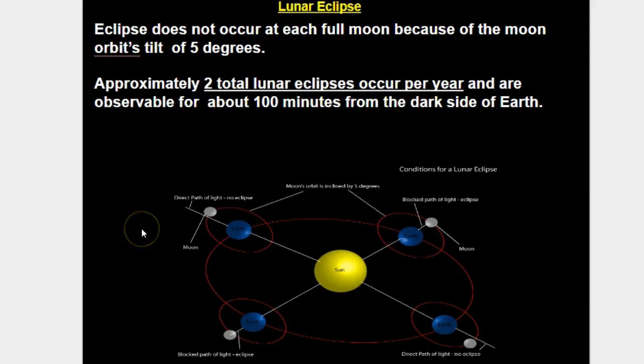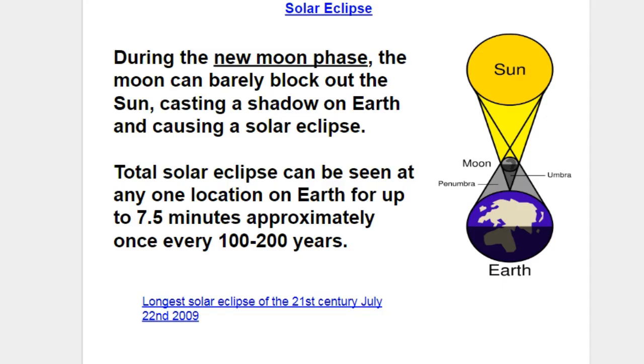So to recap, we don't have eclipses twice a month because the moon's orbit has a tilt of 5 degrees. Only about 2 times a year does the moon's tilted orbit allow it to get in the way of either our shadow, being a lunar eclipse, or of causing a shadow onto Earth, being a solar eclipse. Lunar eclipses happen way more often than a solar eclipse. The sun is very, very large, and in order for the sun to be hidden, we need to have a lot of things fall right into place.